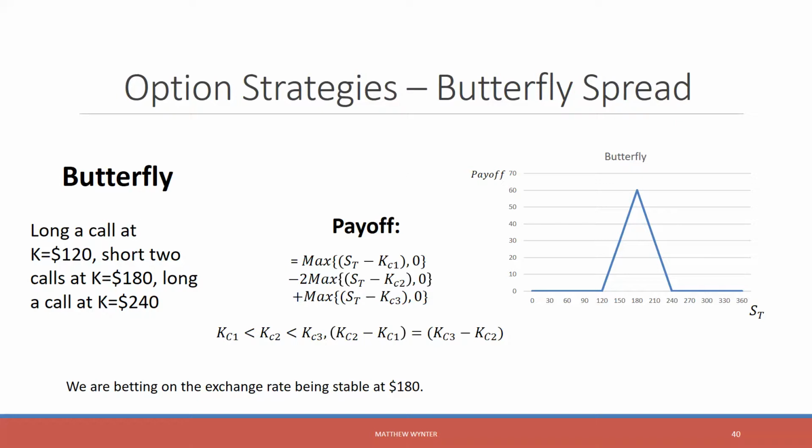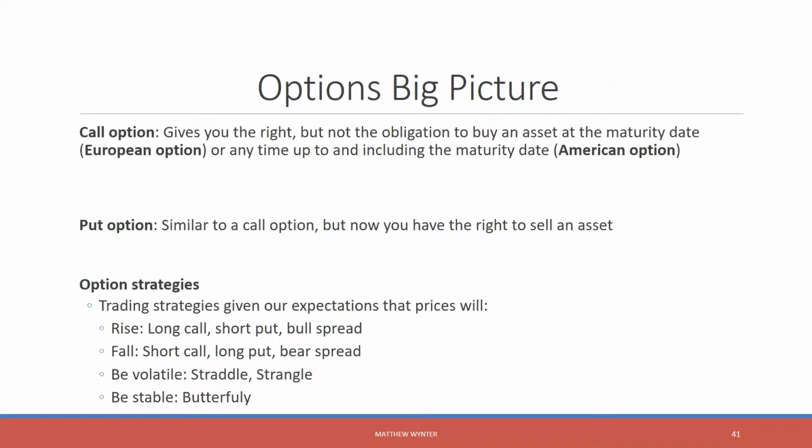So if we expect that commodity prices, future prices, stock prices, oil prices, pick a thing, if you expect that these prices are going to be stable, we want to figure out a way to bet on that expectation. So we'll use a butterfly spread. So what's the big picture?